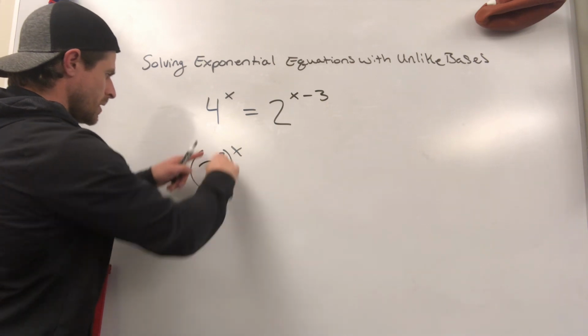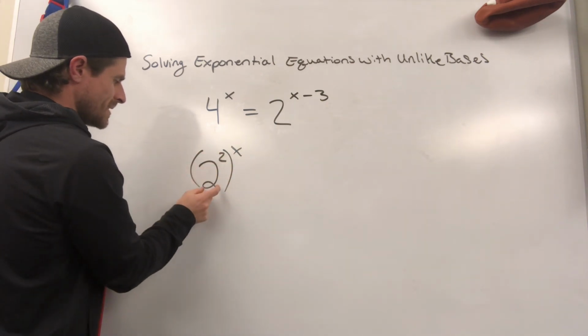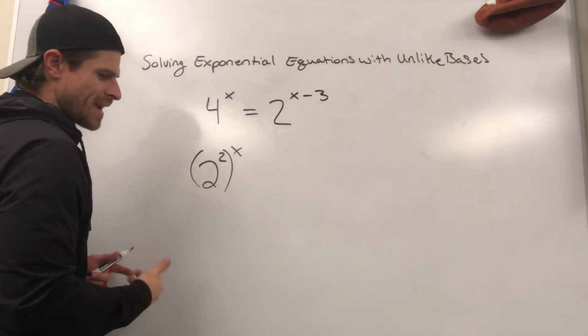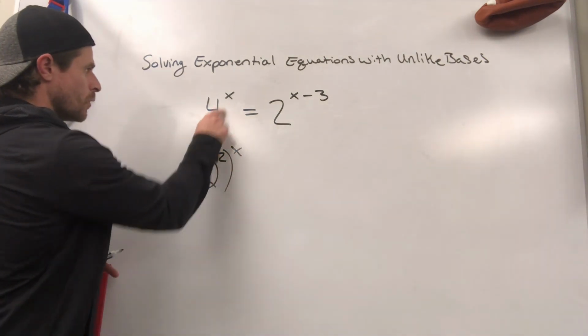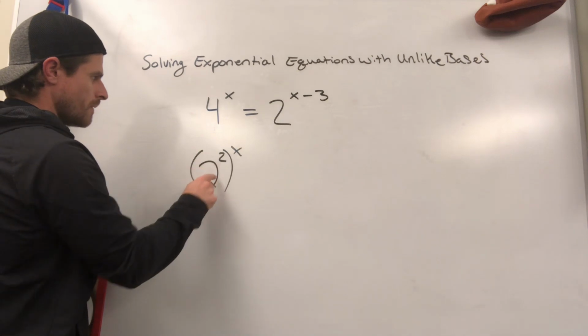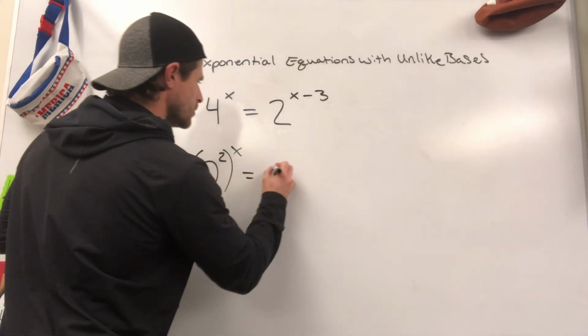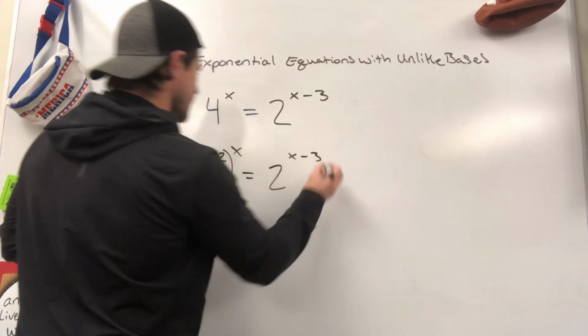So all we're showing in the parentheses here is a 4 that's unsimplified. It's like factored apart. Okay? To the power of x. So 4 to the power of x, this is showing the 4. That is now equivalent to 2 to the power of x minus 3.